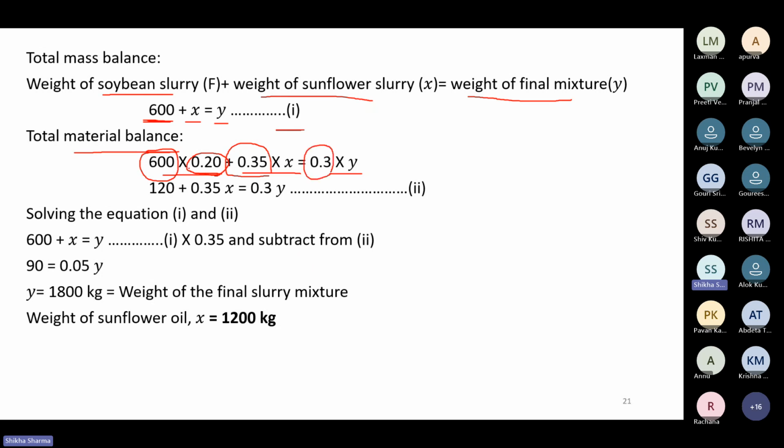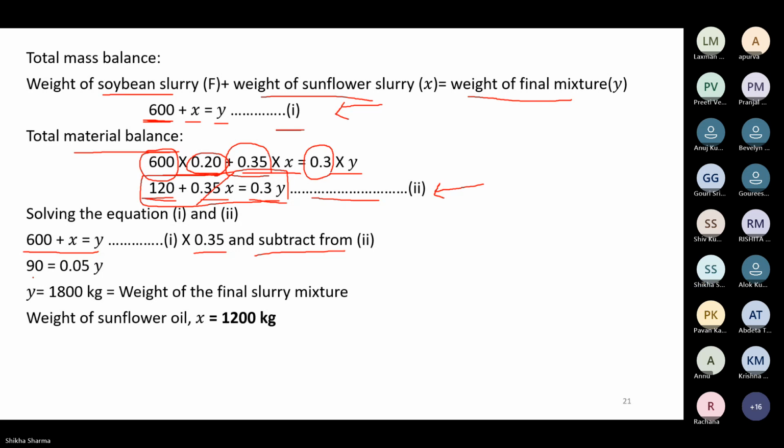So 600 into 0.2 is 120, plus 0.35x equals to 0.3y is our second equation. Now we have equation 1 and we have equation 2. So we can solve 600 plus x equals to y, equation 1, if we multiply by 0.35, and then if we subtract from equation 2, which is this equation, then this x component will go off, right?